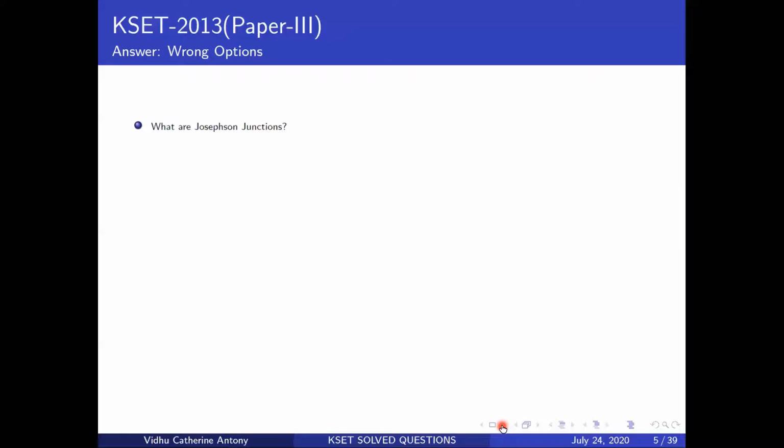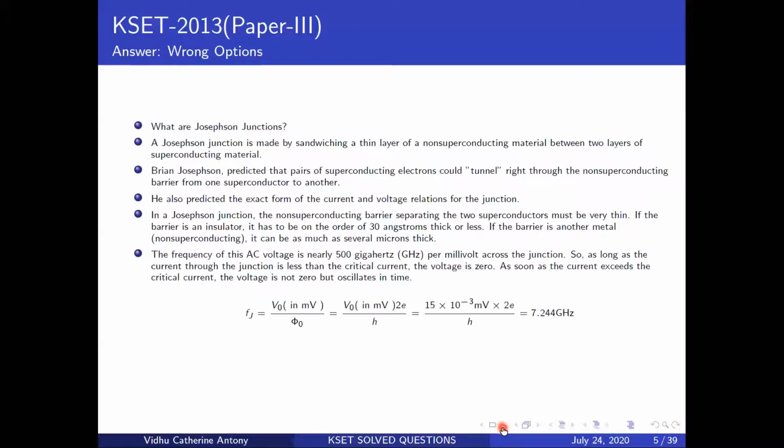So let's move to this. You have 15 microvolt, so that has to be converted into millivolt. How do you do that? You multiply it by 10 to the power of minus 3. When you say microvolt, it's 10 to the power of minus 6, and when you say millivolt, it's 10 to the power of minus 3. So you have to reduce it by that factor.